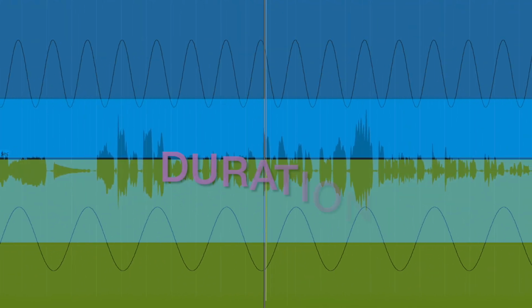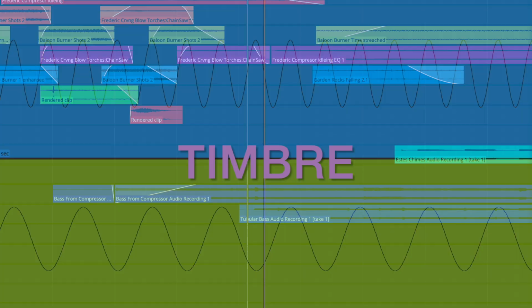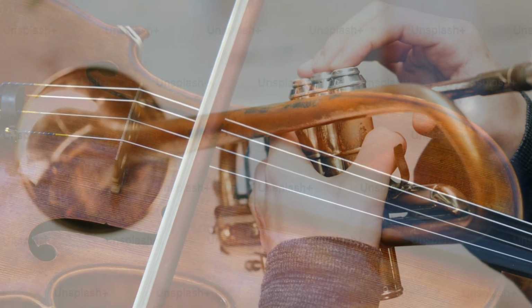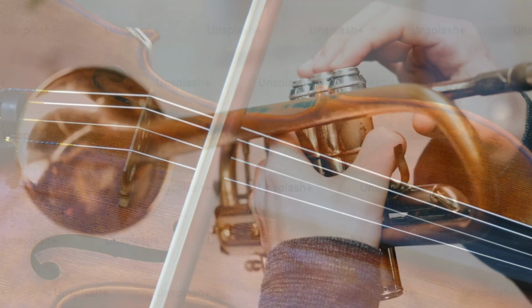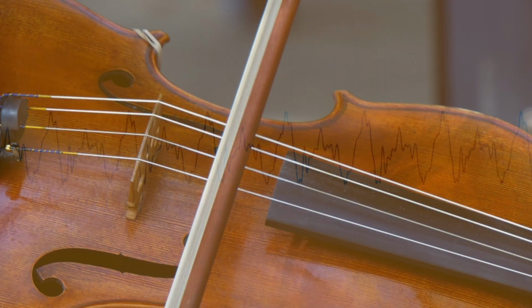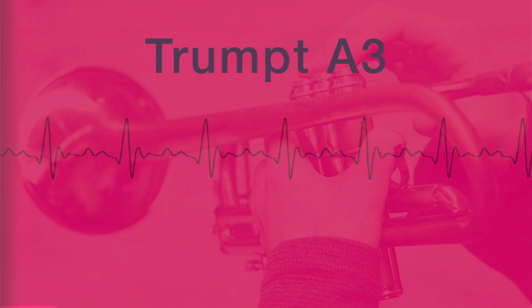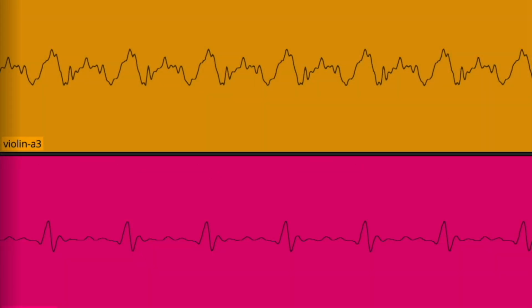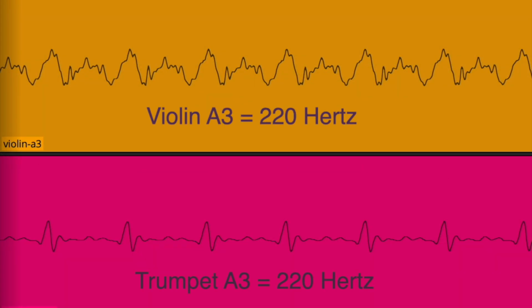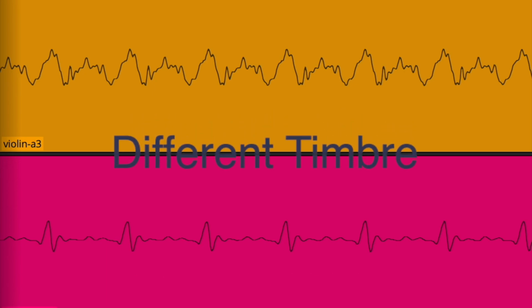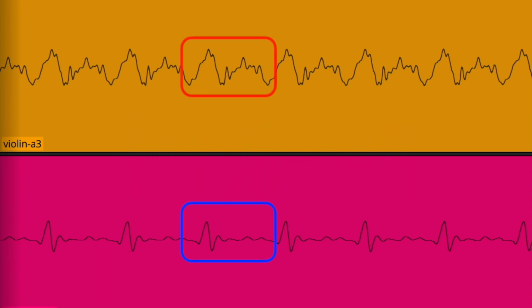Besides volume, duration, and pitch, timbre is another property of sound. If two acoustic instruments of a different kind, like a violin and a trumpet, play the same note, the frequency produced by each of those notes is going to be the same. But the sound that each instrument produces is different because the timbre is different. And if we look at each of those sound waves, the shape will be different too.